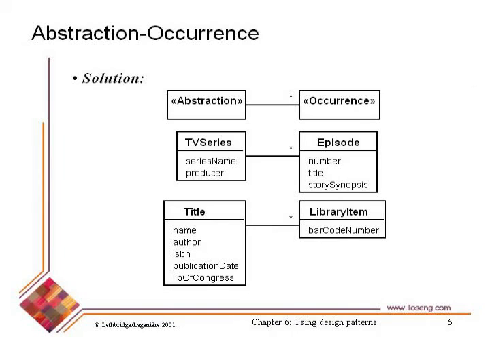For example, we have an abstraction: the TV series has a number of occurrences, the episodes. And the abstraction, the title of a book, the title has many occurrences, books, the library items, which you can actually borrow and have barcode numbers.